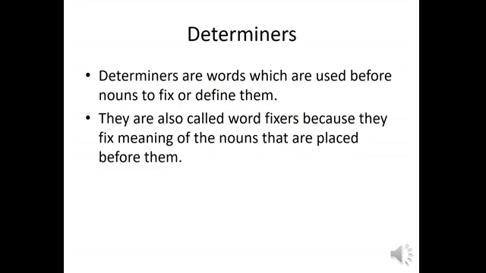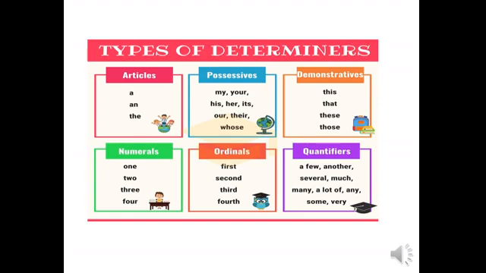So first we learn the different types of determiners. There are 6 types of determiners. I think by seeing this example you will get an idea. Articles: a, an and the. Possessive: my, your, his, her, its, our, their, whose. Demonstrative, the one which demonstrates: this, that, these, those. Numerals: the very word makes us understand counting numbers 1, 2, 3, 4, and so on. And ordinal, which tells in which order it is: first, second, third, fourth, and so on.